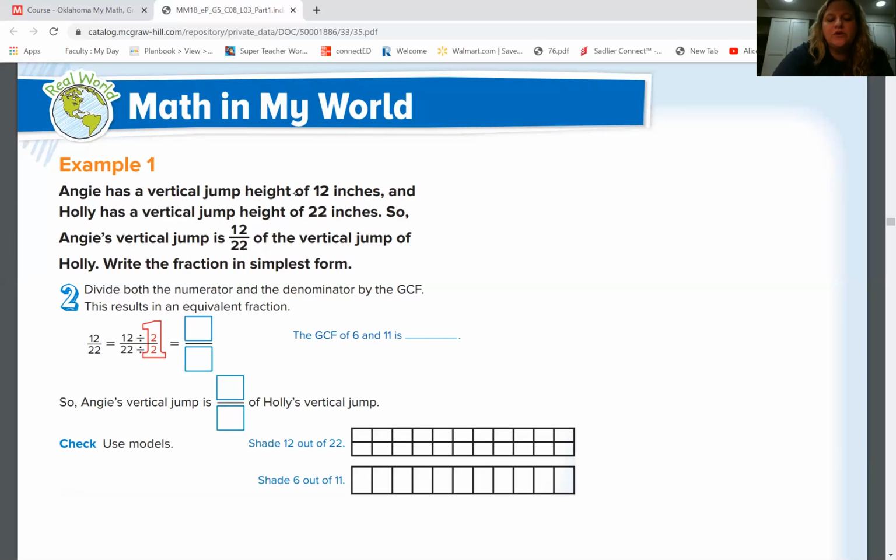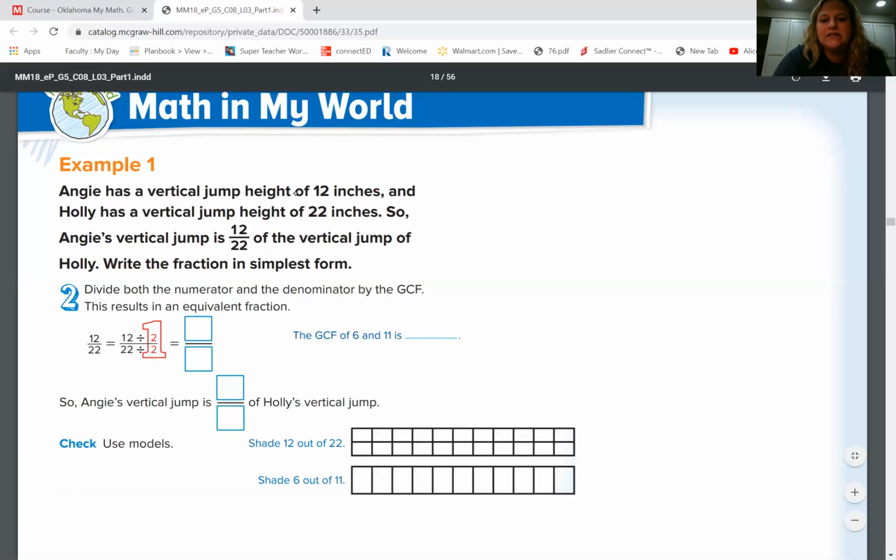So down here, we're going to look at this on a model, and they've divided this into 22 sections, 2, 4, 6, 8, 10, 12, 14, 16, 18, 20, 22. And down here, they've divided it into 11 sections. And they did that because in the first fraction, 12 over 22, there are 22 sections representing Holly's jump.